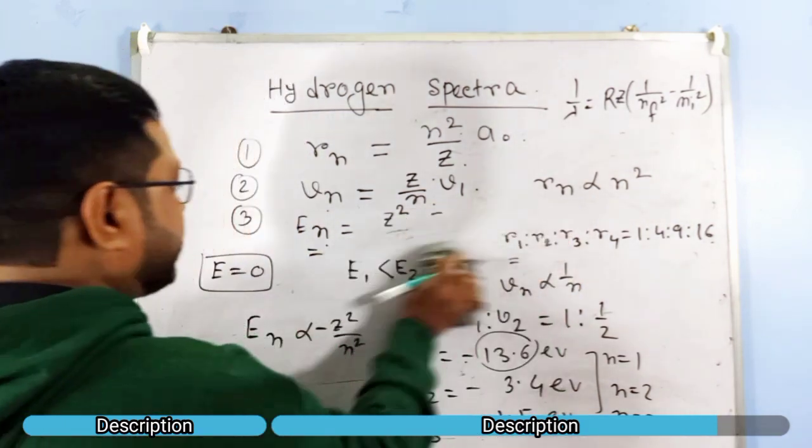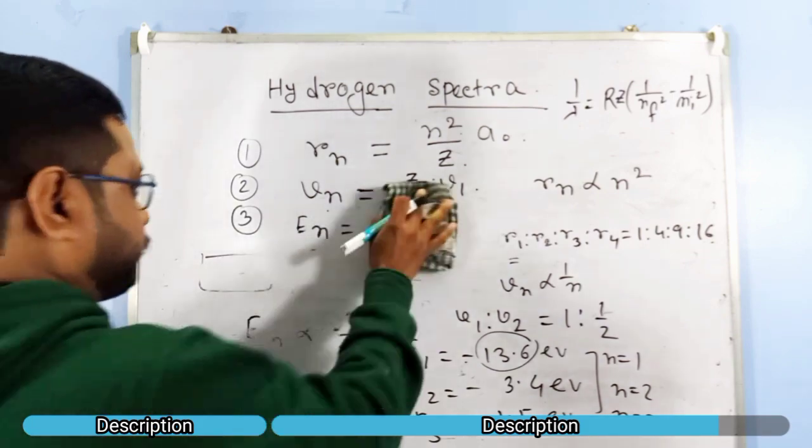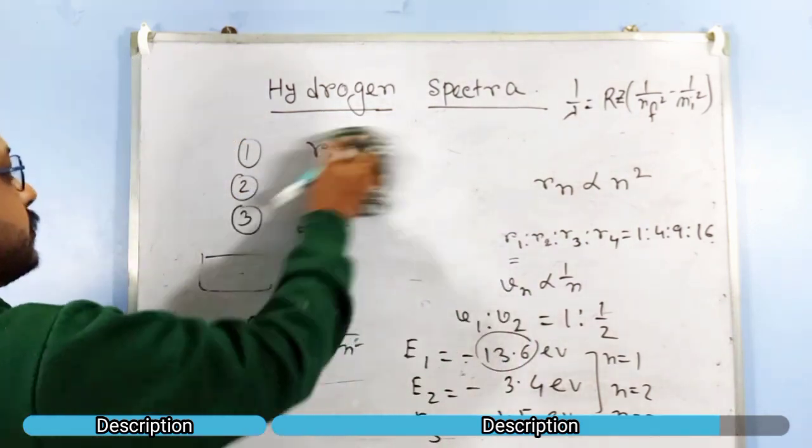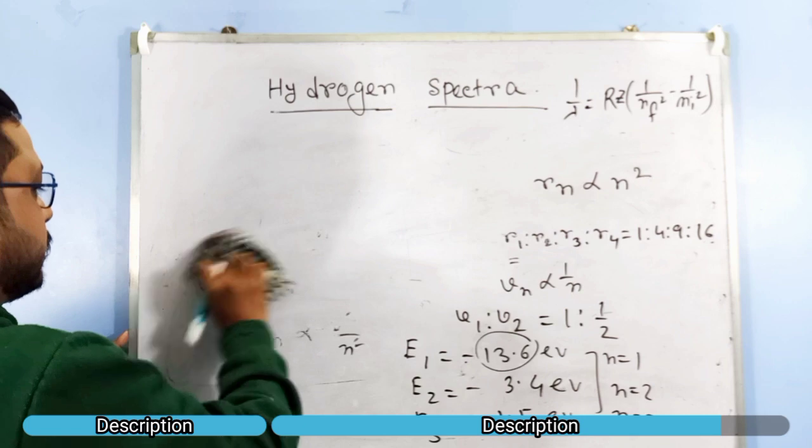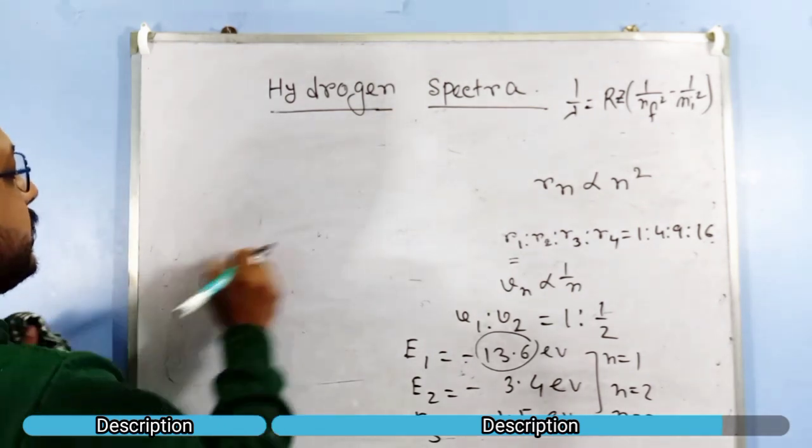So if we draw the energy level diagram, what can we get? The energy level diagram: this is n equal to 1, n equal to 2, n equal to 2 will be slightly higher, because in n equal to 1 the energy E1 must be minus 13.6 eV.